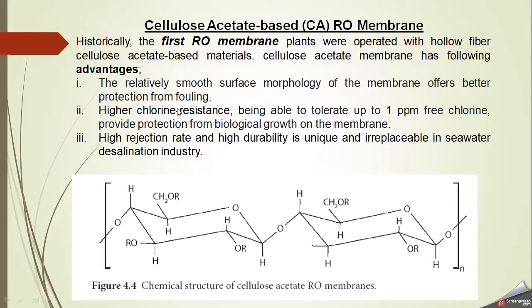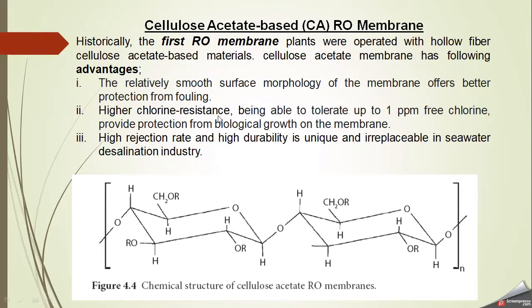There are different types of cellulose acetate, diacetate and triacetate polymeric materials or membranes, and their amalgams or composites are also available. In short, looking at the advantages, the relatively smooth surface morphology of the membrane offers better protection from fouling. Because the surface is smoother, there is less chance that material coming from the pre-treatment section, if left over, will deposit in the pores or uneven surfaces of the membrane.